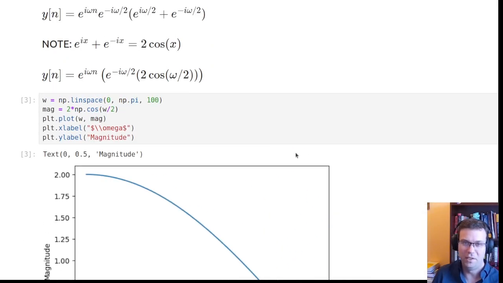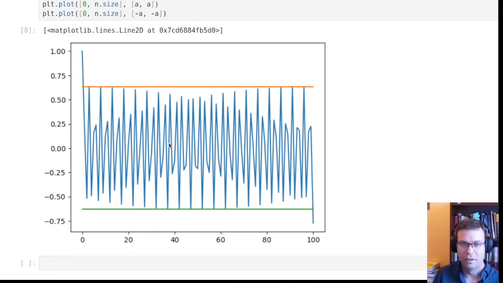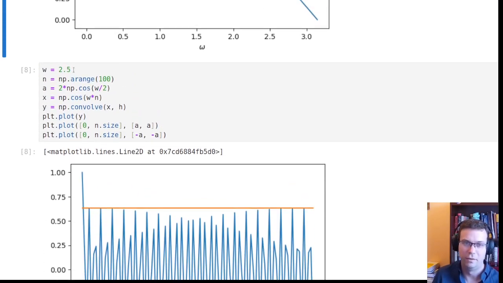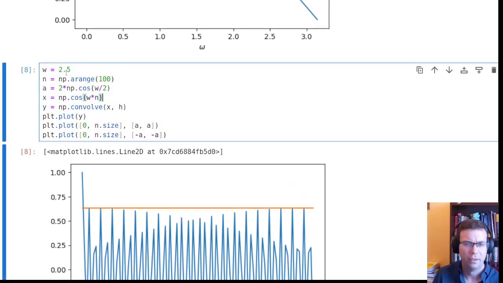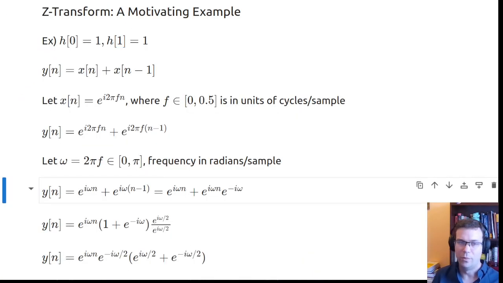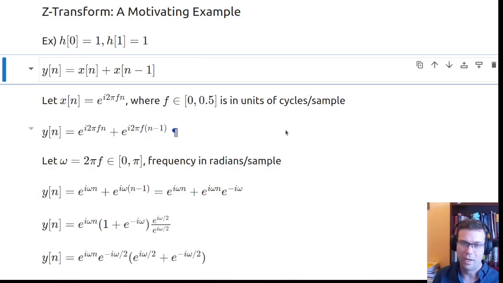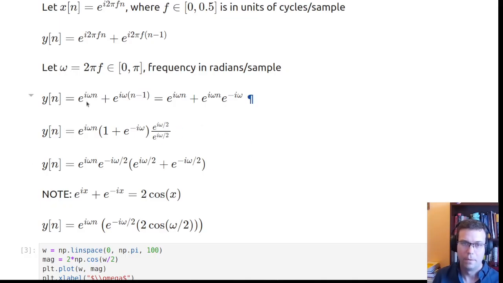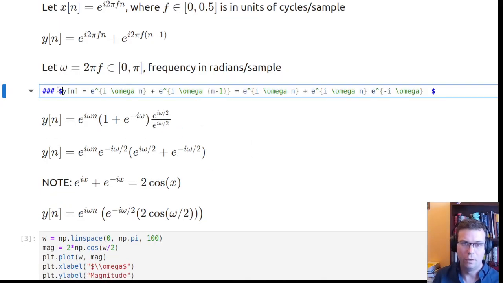All right, so cool. So the Z transform is telling us something about any sinusoid. There was no notion of a window here. I just chose some frequency, and I could see the response. All right, but this was just a motivating example, and I'd like to get a general idea for what's happening here.